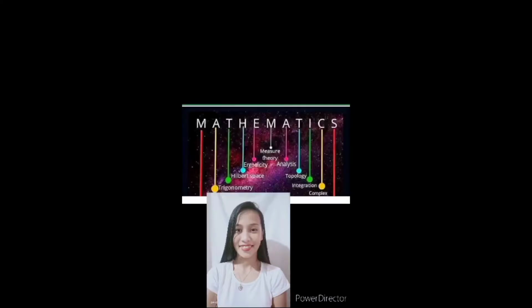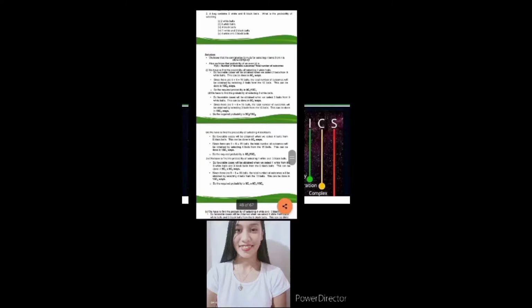So number 1, we have to find the probability of selecting 2 white balls. So favorable cases will be obtained when we select 2 balls from 9 white balls. This can be done in 9C2 ways. Look at the example, it is above, just as explained.